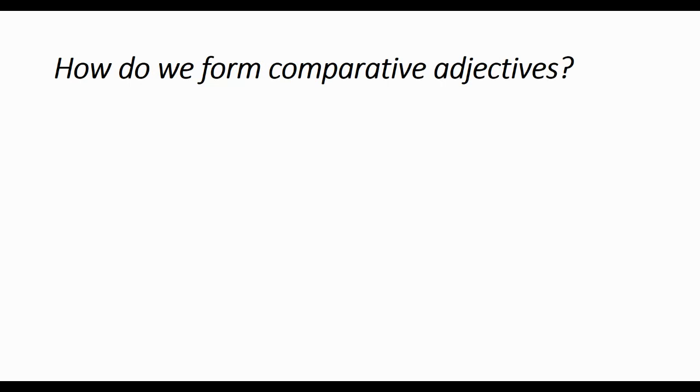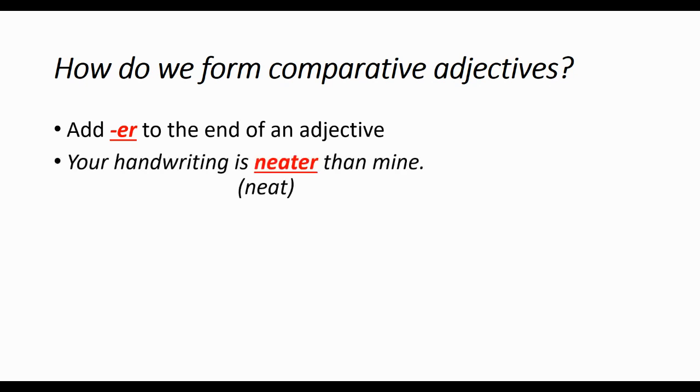So, how do we form comparative adjectives? As you can see in the examples provided, we just need to add the letters er to the end of an adjective. For example, your handwriting is neater than mine. I'm comparing two people's handwriting, yours and mine.